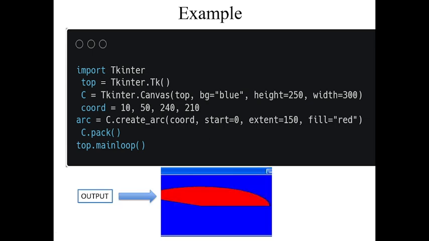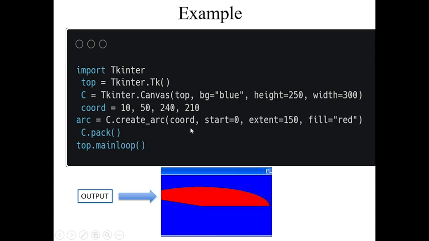Let's see an example. First import the tkinter library, then we create an object of the Tk class, then create a canvas. The library name dot Canvas is the class. It takes the position, top, background should be blue, and the height and width of this canvas. Then we have taken four coordinates: 10, 50, 240 and 210. Then we draw an arc. To create the arc we use the inbuilt create arc function.